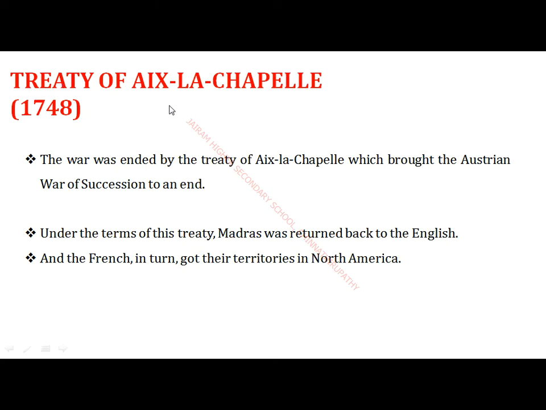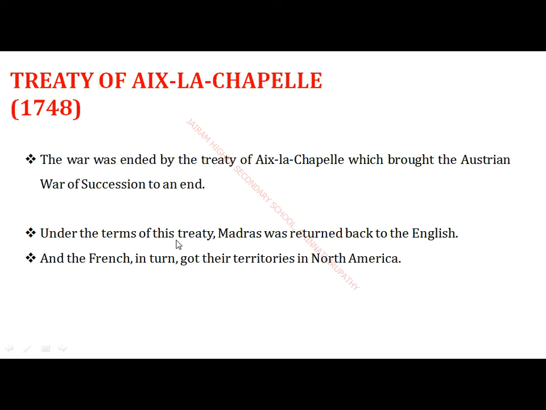Here, the treaty was signed by whom? Signed by two sides, one French and another British. These things all happened outside the continent of Asia, but this action gave a reaction in India. Children, the war was ended by the Treaty of Aix-la-Chapelle, which brought the Austrian War of Succession to an end. Already we have seen that in the Austrian War, Maria Theresa was helped by the British, and Frederick II was helped by the French forces. In that, Maria Theresa succeeded.